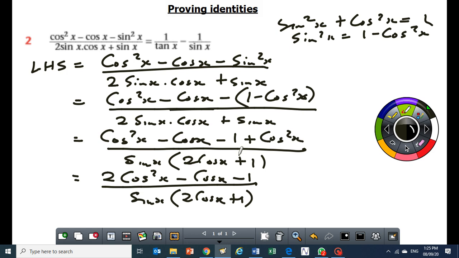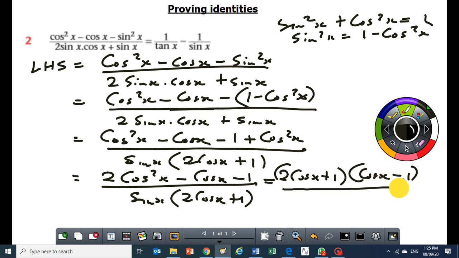Using your knowledge of grade 9 and 10 factorization, this becomes 2k plus 1 times k minus 1. But k is equal to cos x. So from here, I can end up having 2 cos x plus 1 times cos x minus 1 all over sine x times 2 cos x plus 1. I'm sure you can see that there are like terms in the numerator and the denominator. So this cancels with that, and you'll be left with cos x minus 1.